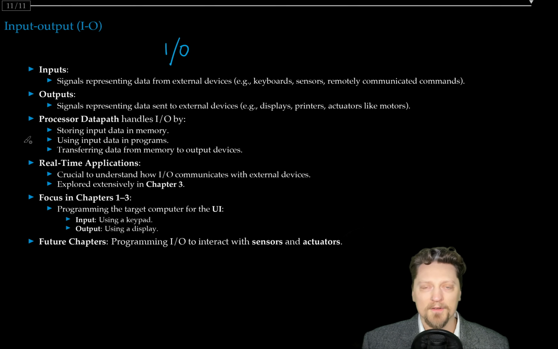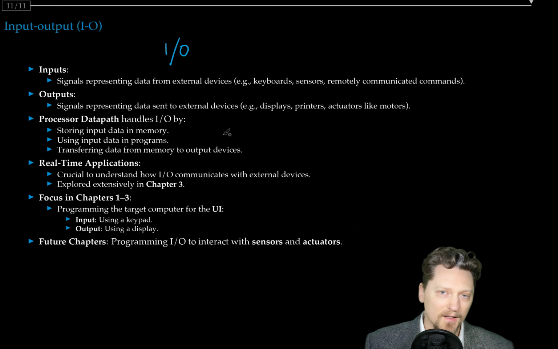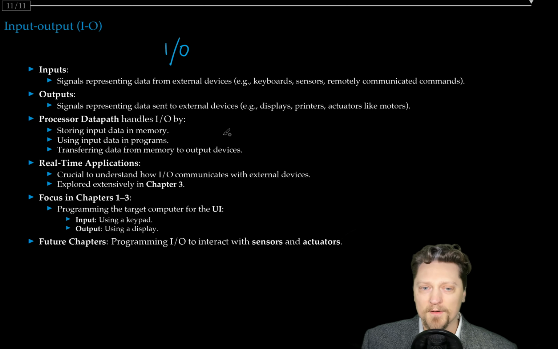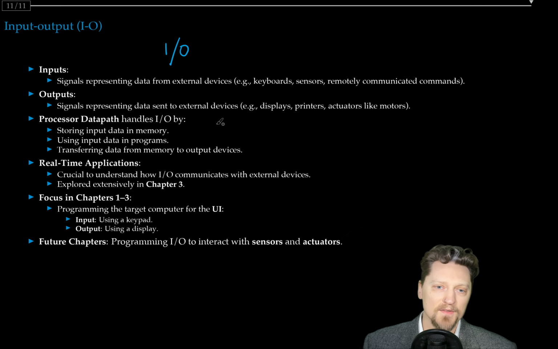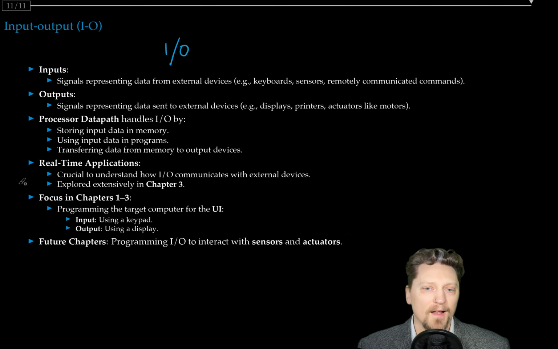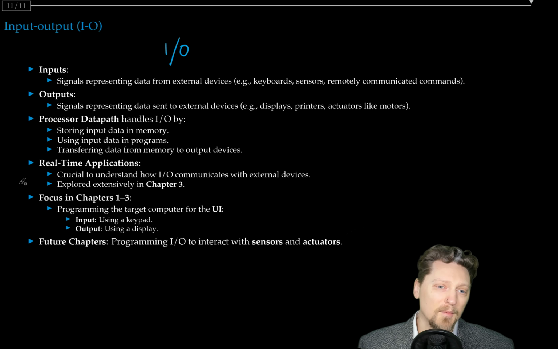The processor data path handles input-output by storing input data in memory, using input data in programs, and transferring data from memory to output devices. So we've got that processor data path that's handling the I/O for us. In real-time applications, it's crucial to understand how I/O communicates with external devices, and we're going to explore this extensively in Chapter 3 when we talk about communication protocols and the different types of inputs and outputs, digital, analog, etc.